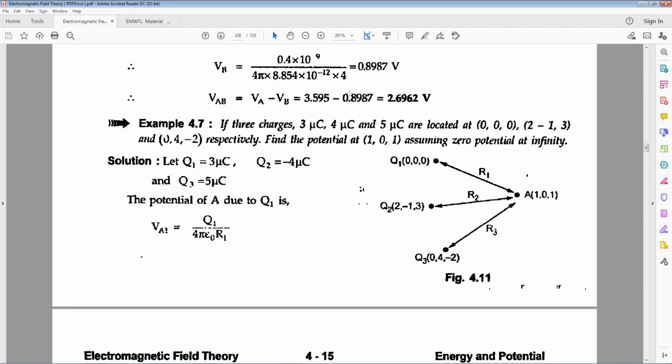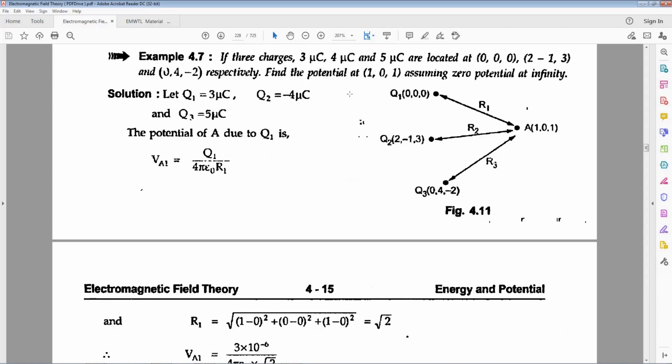Got it, madam? Now, coming to the next example, there are 3 charges located in different coordinates. One is at the origin, Q1, 3 microcoulombs. Another is at (2, -1, 3), 4 microcoulombs. And another one, Q3, is located at (0, 4, -2), 5 microcoulombs. You have to find the potential at (1, 0, 1), assuming zero potential at infinity.